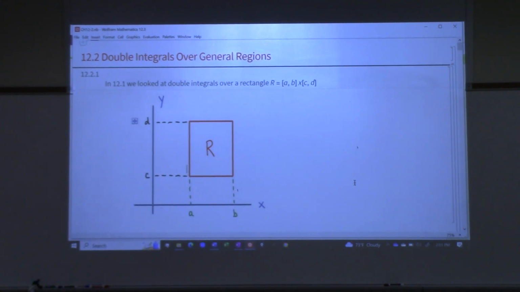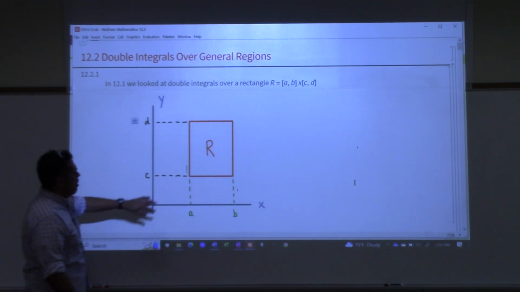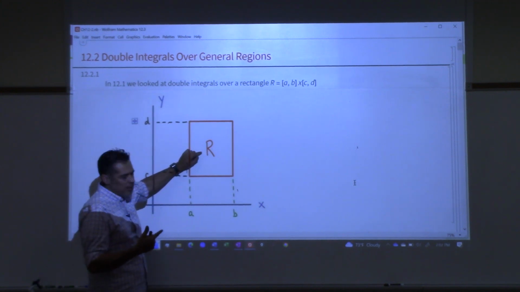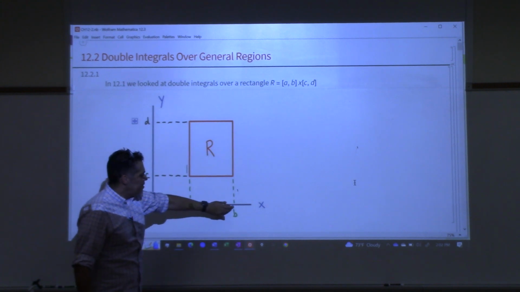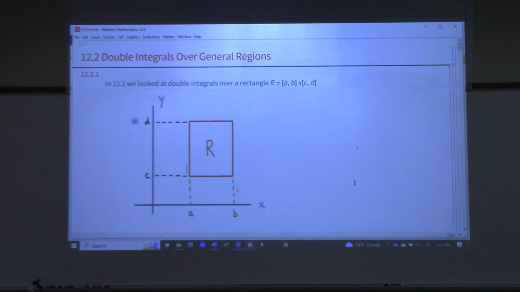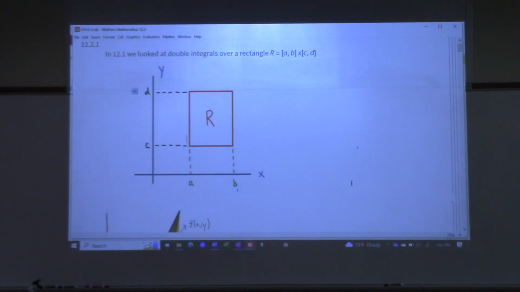So we already did this, right? We have a region, R. You could say region R, or you could think rectangle here. X is between two constants, Y between two constants. We've got that covered, right? We know how to do that. But what about if it's not that, right?